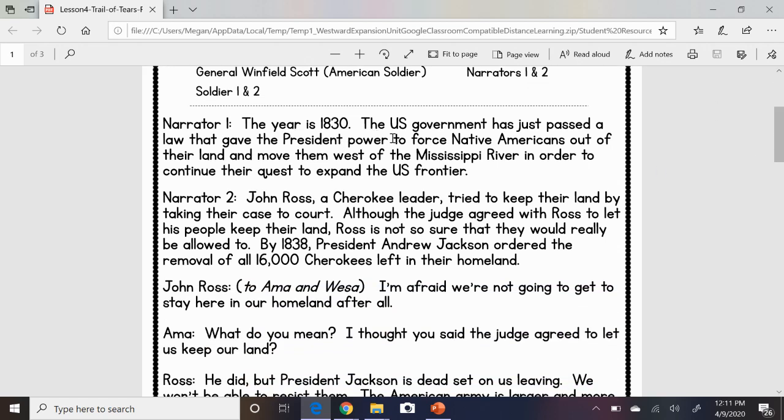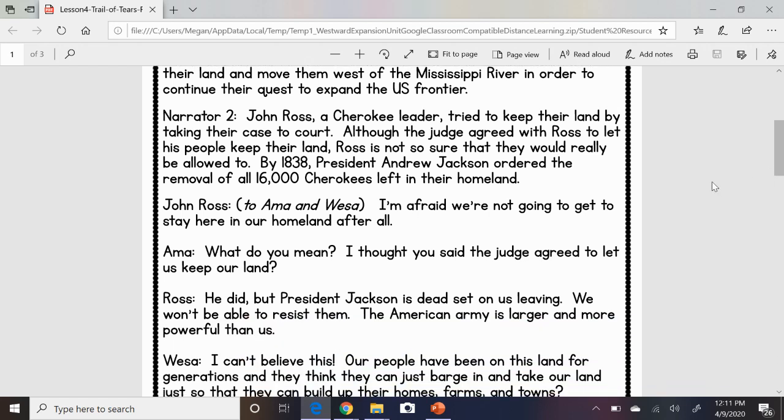The year is 1830. The U.S. government has just passed a law that gave the president power to force Native Americans out of their land and move them west of the Mississippi River in order to continue their quest to expand the U.S. frontier. John Ross, a Cherokee leader, tried to keep their land by taking their case to court. Although the judge agreed with Ross to let his people keep their land, Ross is not so sure that they would really be allowed to. By 1838, President Andrew Jackson ordered the removal of all 16,000 Cherokees left in their homeland.